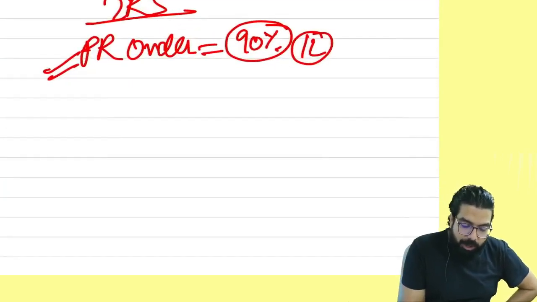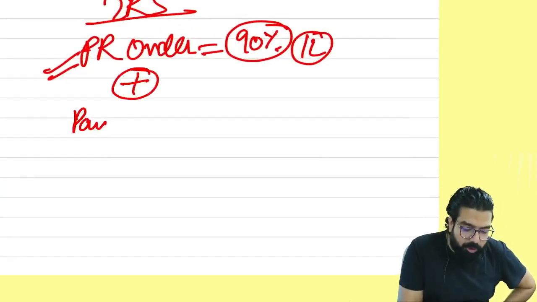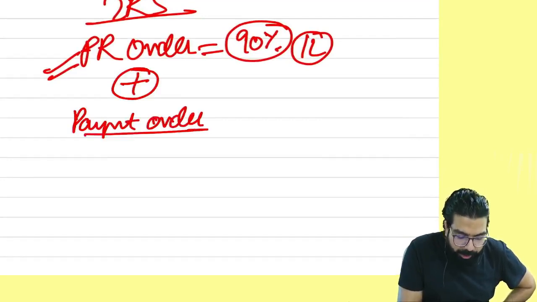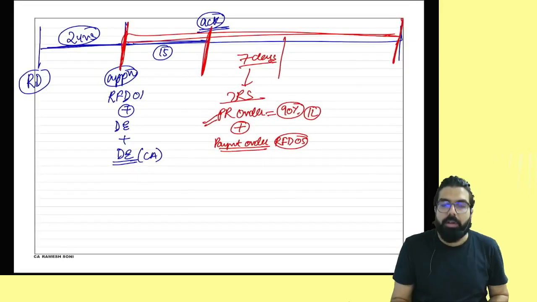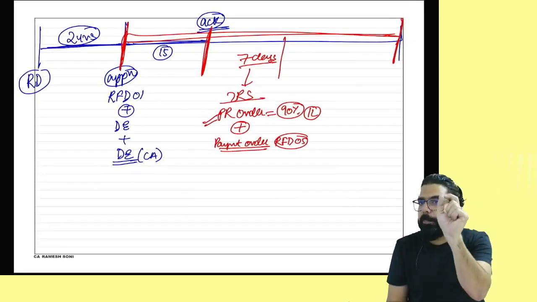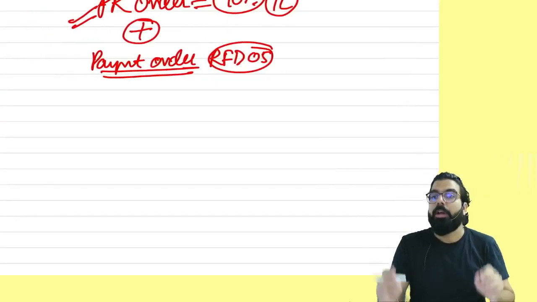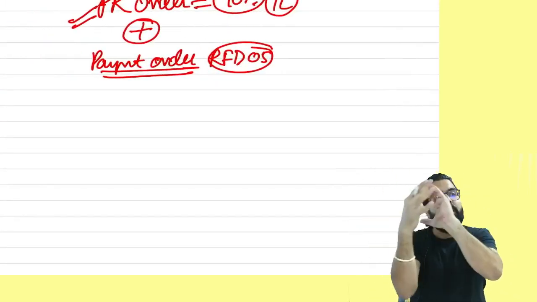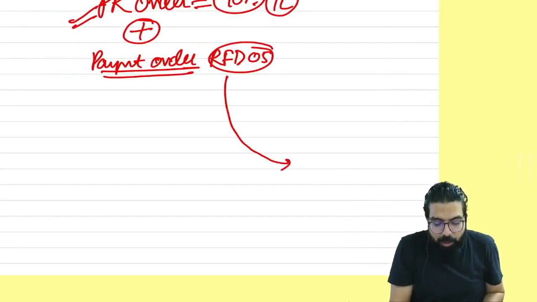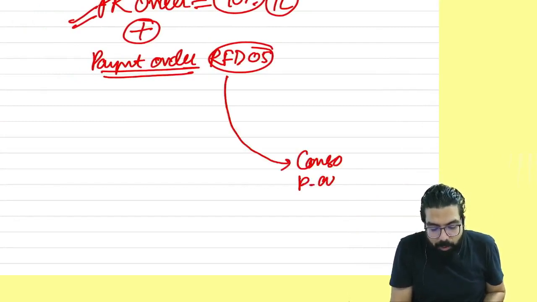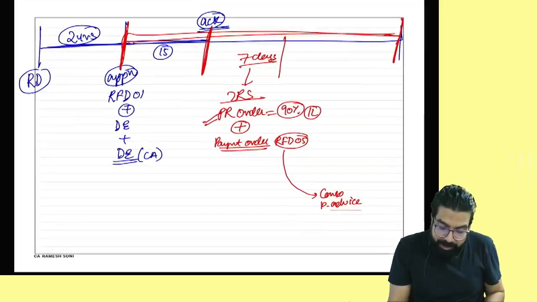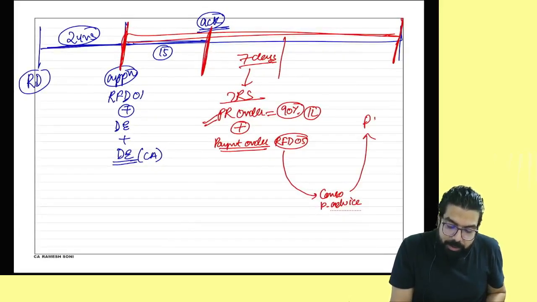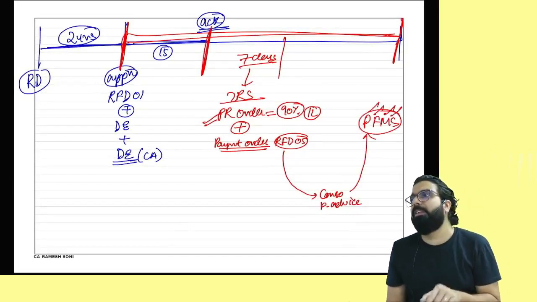You know what will happen? Along with the refund order, one payment order also will be passed. What will be passed? Payment order. Now listen, payment order is RFD 05. In a day, whatever payment orders are passed by the officer, the portal will consolidate all of them. The portal will prepare one consolidated payment advice, and this advice will be sent to the PFMS website. Sir, Public Financial Management System. Basically, this is the government's website.